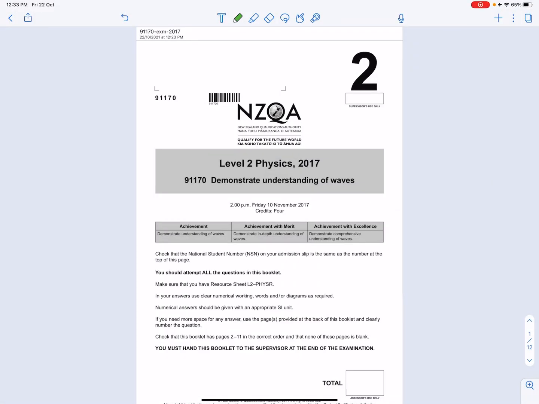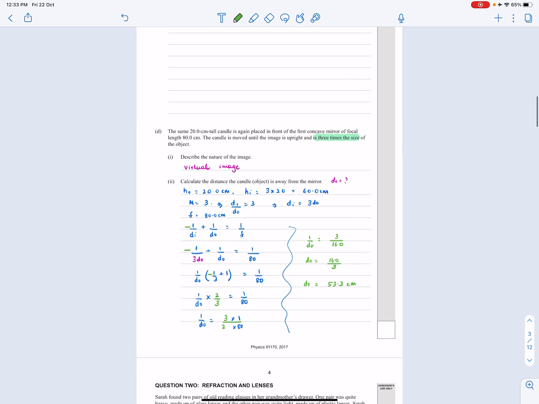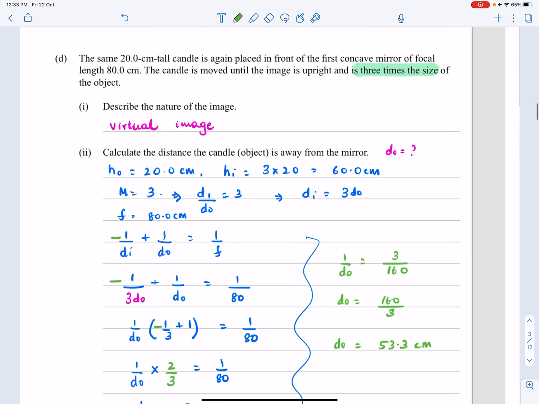Hi everybody, I've had a request to work through the Level 2 2017 Waves NCEA paper and just a couple of questions here. So the question was question 1D.